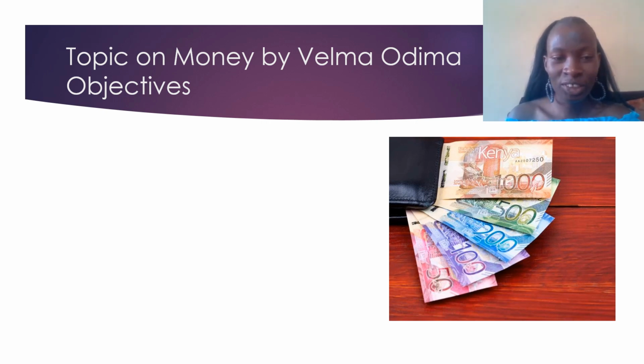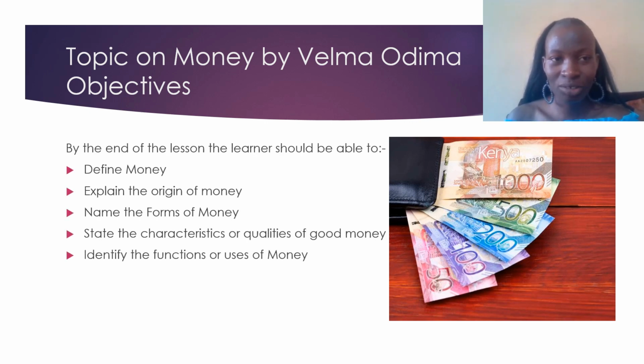In this session, we're going to learn about a topic by the name money. As we are learning, there are certain things that you will be expected to be able to capture during this topic. The first one is to define money. The second one is to explain the origin of money, that is how money originated. The third one is to name and differentiate the different forms of money. Another one is stating the characteristics of money, and finally, to be able to state the functions of money.